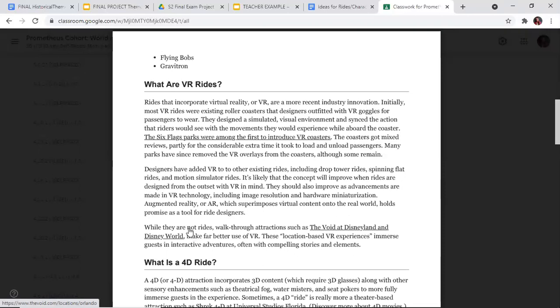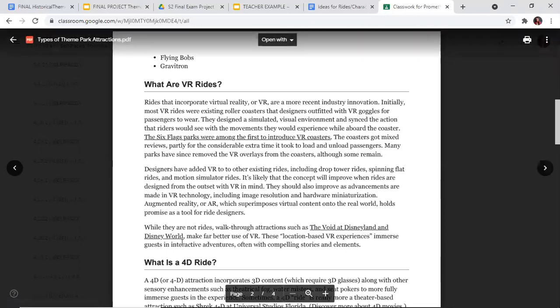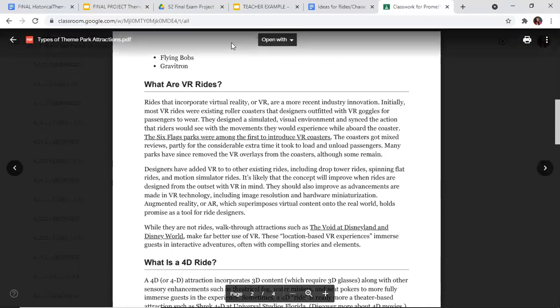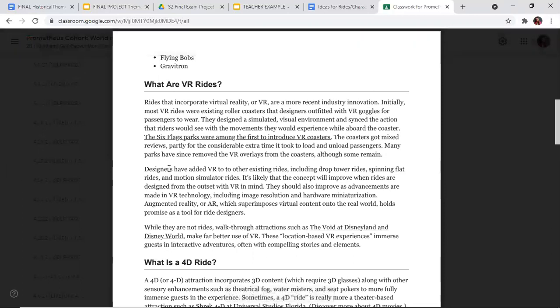While they are not rides in particular, walk-through attractions such as the Void at Disneyland and Disney World make far better use of VR, and these location-based virtual reality experiences immerse guests in interactive adventures, often with compelling stories and elements. This could give you a lot of leeway when trying to design one of your rides. That's why we say it can be a ride or an attraction, something for people to experience while at your park.